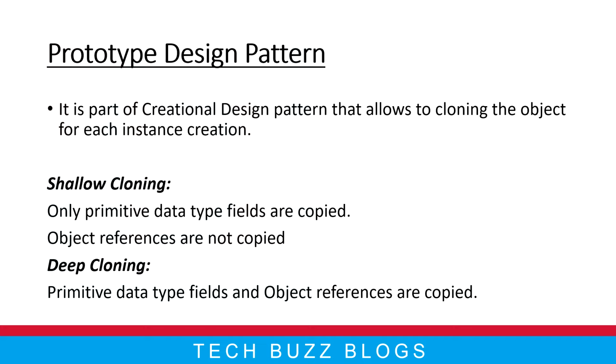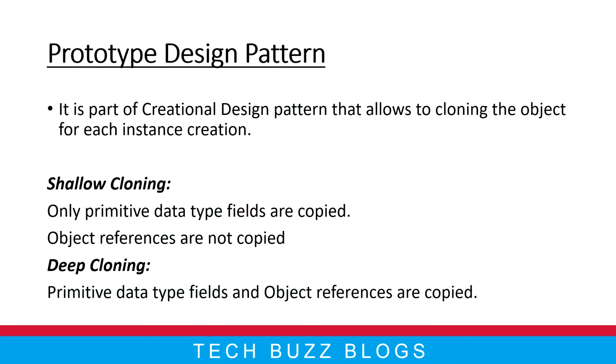In shallow cloning, only primitive data type fields are copied, okay? Object references are not copied. So in the company object, if you try to clone it, only the company ID and company name can be cloned. The employee object you cannot clone. In deep cloning, both primitive data type fields and object references are copied. So that is called deep cloning.